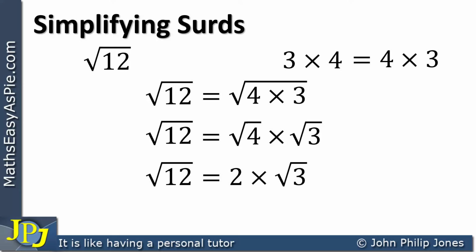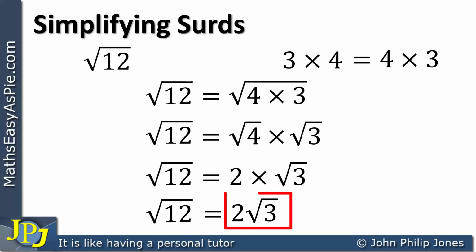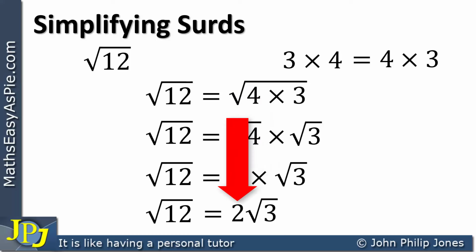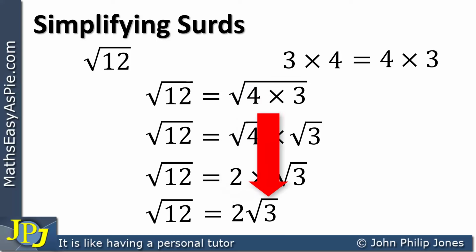Now it's usual to write this out as follows: the square root of 12 equals 2 square root of 3. In other words, you can see here I've removed this, because if there is no sign between this 2 and this root, it implies it's a multiplication.